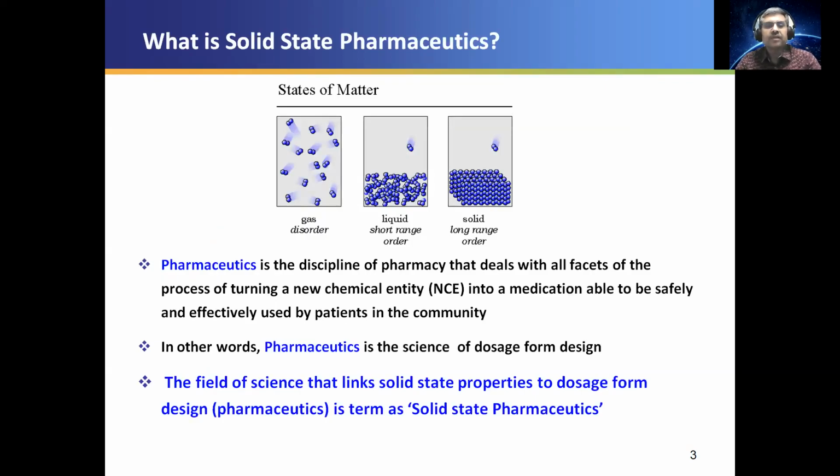What is solid state pharmaceutics? The three different states of matter are gaseous, liquid, and solid state. In the solid state, the molecules are held together by intermolecular interactions, and there is a long range order existing in the material. In comparison to that, in the liquid state, there is only a short range order, which means some of the neighboring molecules are ordered with respect to each other, but the rest of the molecules are in a disordered state. In comparison to that, in the gaseous state, all the molecules are in the state of disorder.